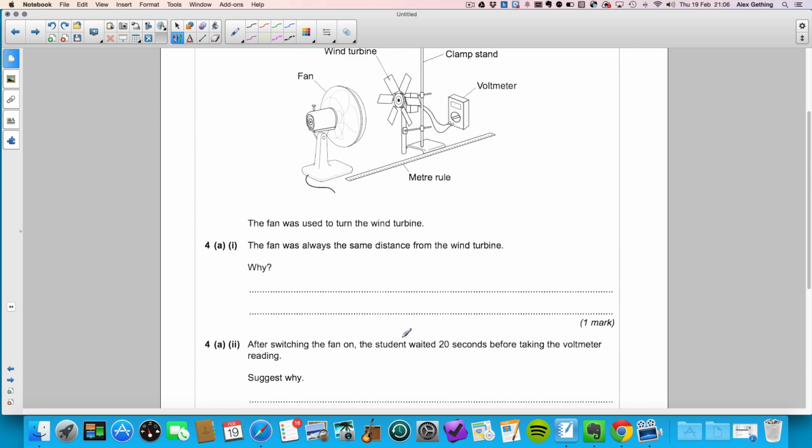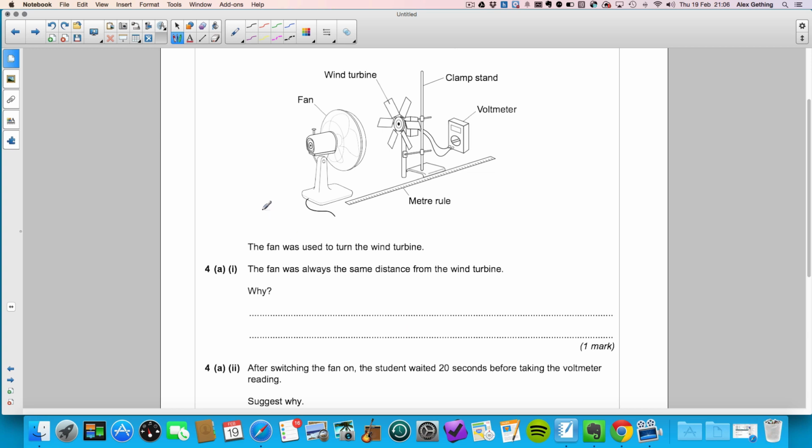4a part 1, I'll just leave that diagram so you can see it there. The fan was always the same distance from the wind turbine. Why? First thing I'll say is don't just dive in and write what everybody seems to do, fair test. Okay, that's not enough, that's not good enough. We need some detail there. So what we need to say is that we only change one independent variable.